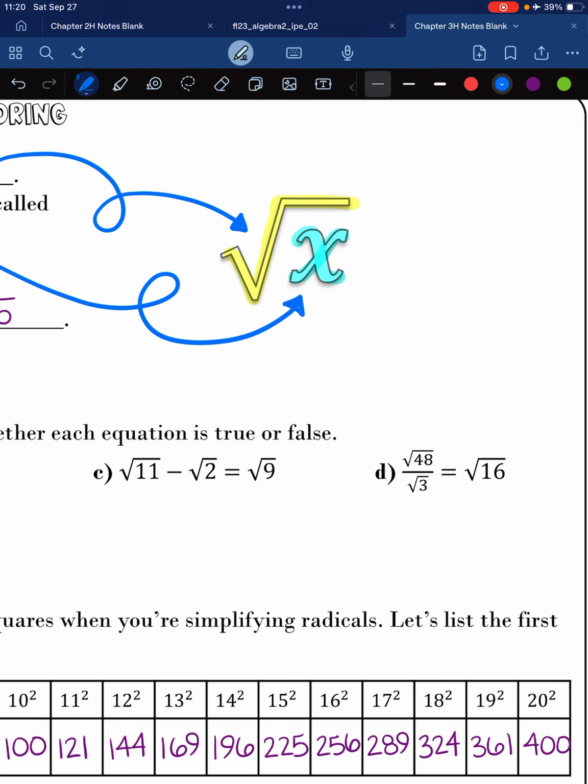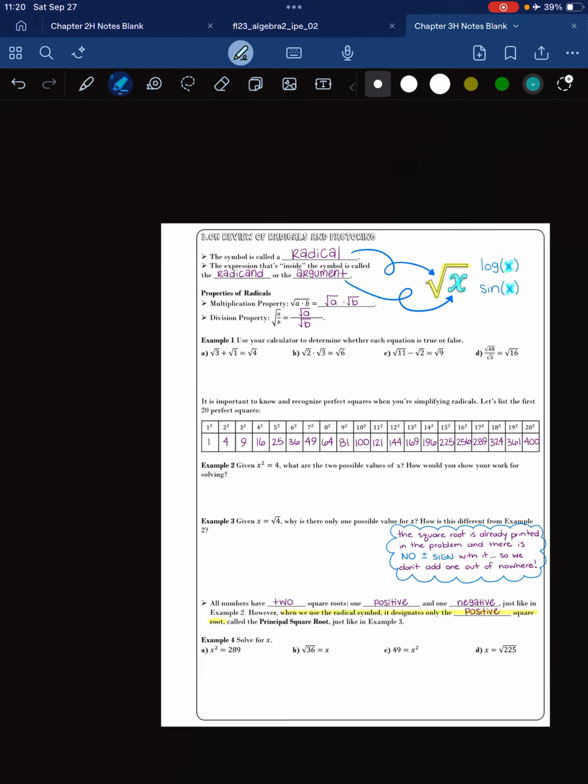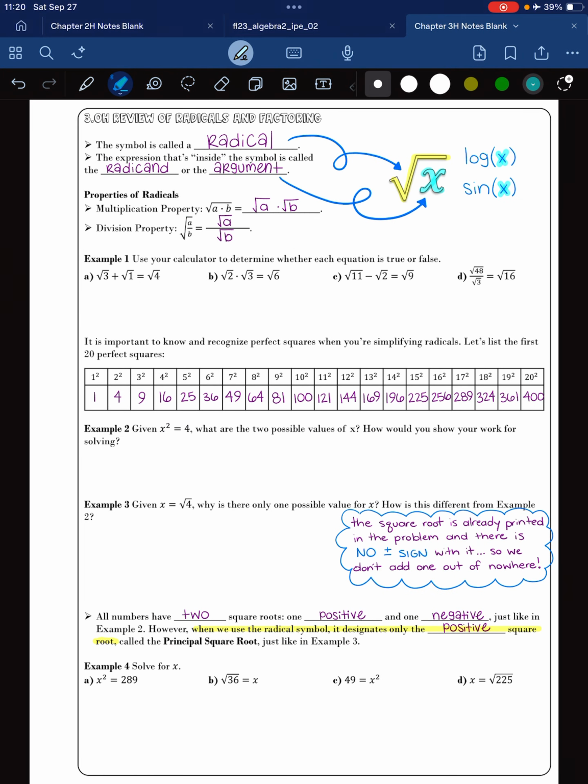I know we don't know these yet, but we are going to learn something called a logarithm. When we do a logarithm, the x is inside that logarithm, and I would call x the argument of the log. Similarly, you probably recognize sine, cosine, or tangent. Again, the x is inside the sine function, so I would call x the argument of this trig function. Since we use argument a whole lot more than we use the word radicand, I'm going to stick with the word argument mostly.